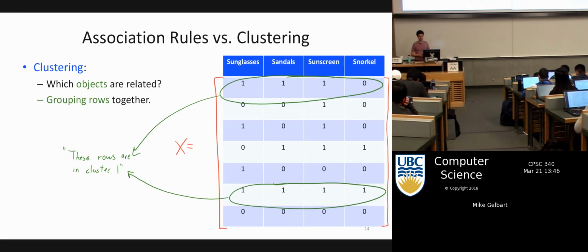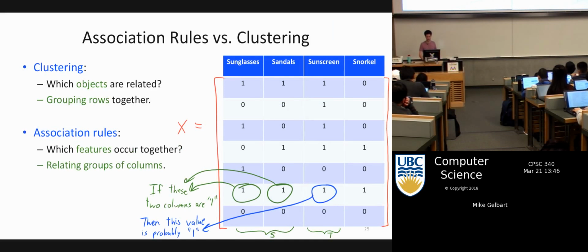When we talked about clustering earlier in the course, we talked about grouping together the rows, which rows are similar, and you can think of association rules as grouping together the columns. So if these things are 1, meaning people buy them, then this other thing is probably going to be a 1. It's also going to be bought. So in general today, we have to be comfortable with transposing X because we're doing stuff with rows and columns in ways that we don't usually do.